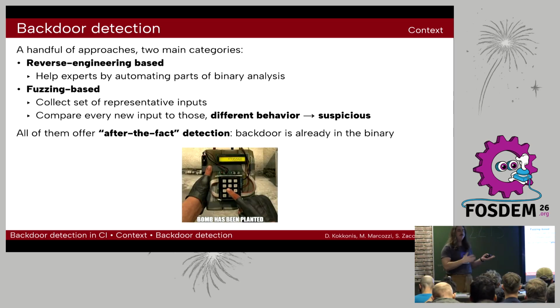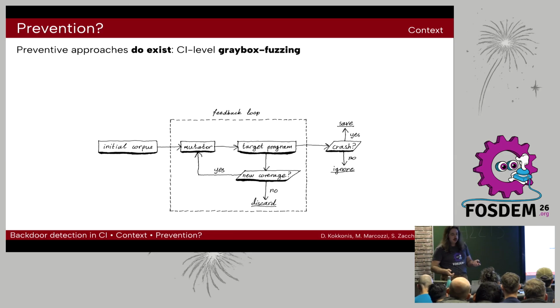However, all of these are after-the-fact detection. At that point, the backdoor is already in the release and the binary is being distributed. So it's kind of too late. People might have been impacted already. How do we prevent backdoors from ever making it into releases?